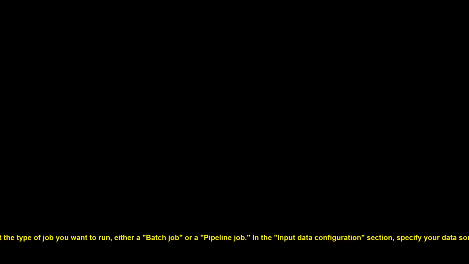In the Input Data Configurations section, specify your input data. You can use Amazon S3 or other supported data sources for this step. For each input, select the source location and specify the content type, like CSV or JSON.